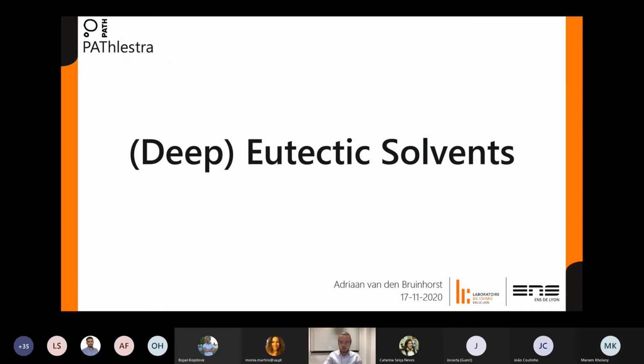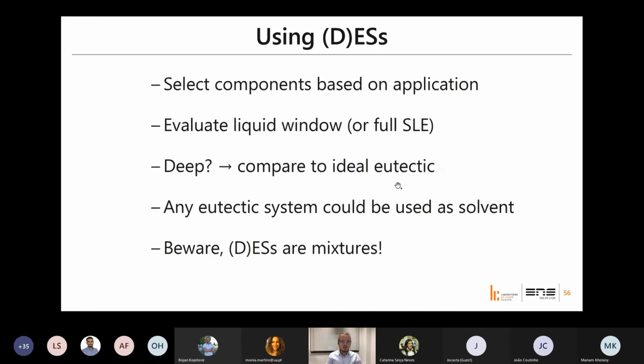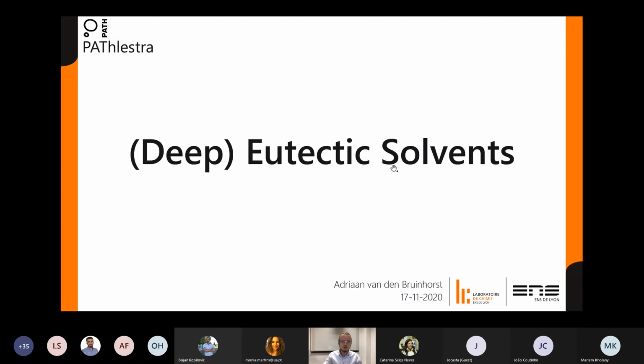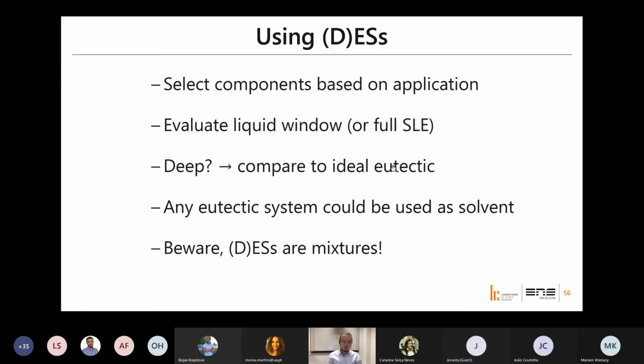So that brings me basically to a roadmap to using eutectic solvents, which is: select first the components that match your application. Try to model this, or at least think about which components can help in doing whatever you want to do in the application. Then, as soon as you've selected the components, evaluate the liquid window at the temperature that you want to use it, or of course study a full solid-liquid equilibrium. So that would of course be ideal. Then, if you want to call it deep, or if you want to evaluate whether it's deep, compare it to the ideal eutectic.